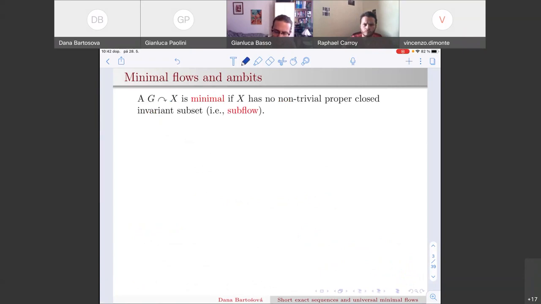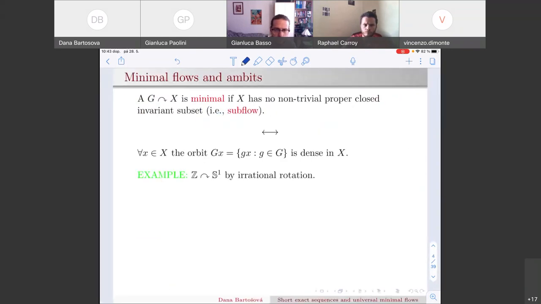And here, because we are in compact spaces, a subflow needs to be on a compact subset. If I take an arbitrary point inside of a flow and I look at its orbit, so I look at all the places where it moves, and I take the closure of that, this is of course a closed subspace, but it's also going to be invariant. So every orbit closure is a subflow. So being minimal is the same thing as saying that every orbit has to be dense, and this is a nice property to work with.